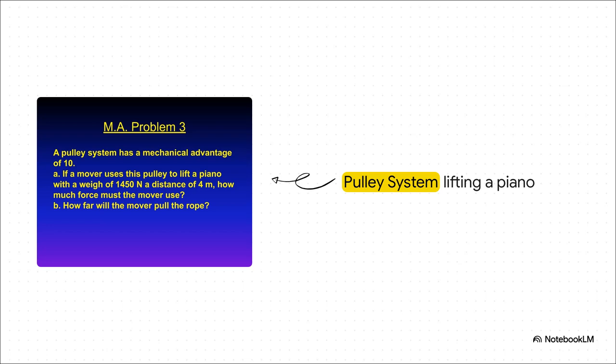But keep in mind the trade-off is distance. To lift that piano 4 meters with a mechanical advantage of 10, our mover has to physically pull 40 meters of rope. You see, you never really get something for nothing in physics. In the real world, thanks to friction, no machine is ever 100% efficient. You're always going to lose a little bit of energy, so the work output will never perfectly match the work input. But by manipulating these variables, we make the impossible completely possible.